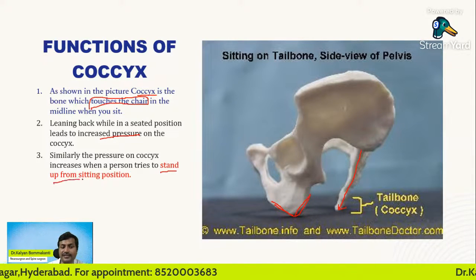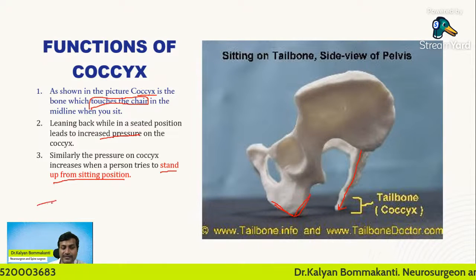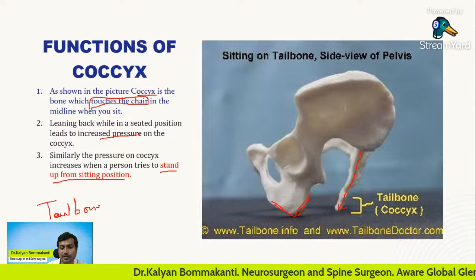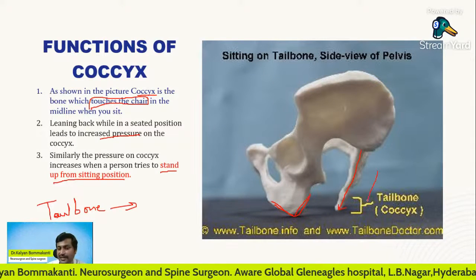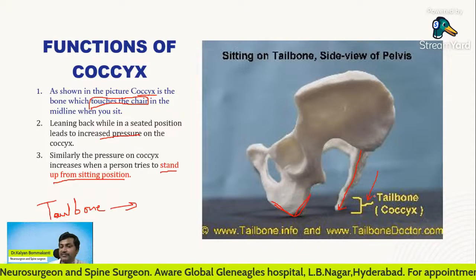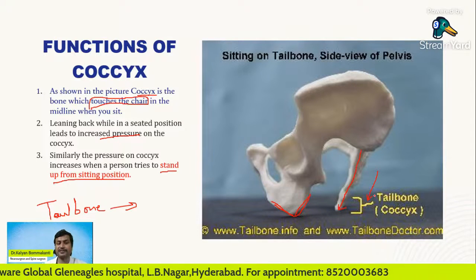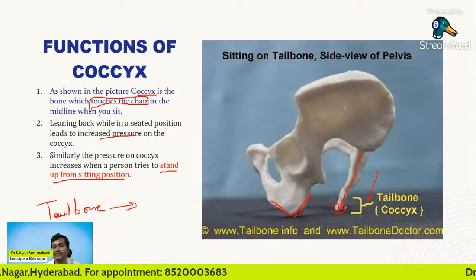So is it very clear now? Coccydynia, tailbone pain, increases when the patient sits. Obviously, because when the patient sits, the coccyx touches the chair or the hard surface and causes pain. Similarly, when the patient tries to stand up from the sitting position, the tailbone touches the hard surface and it causes pain.